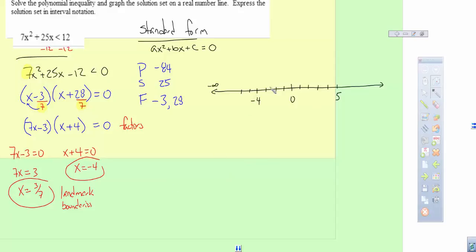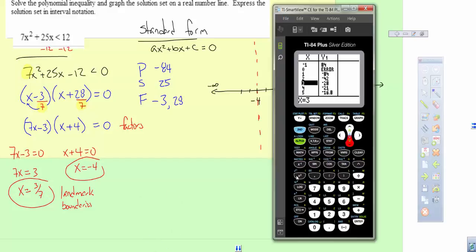So we have negative 4. Negative 4 is a landmark, a boundary. And so I draw a dotted line to create that boundary, and you'll see why in just a minute, a wall of sorts. And then we have 3/7. I hope everyone knows that 3/7 is between 0 and 1. If you're not 100% sure, you can always take your calculator and go to your home screen, and divide 3 by 7, and it'll tell you that it's 0.42.